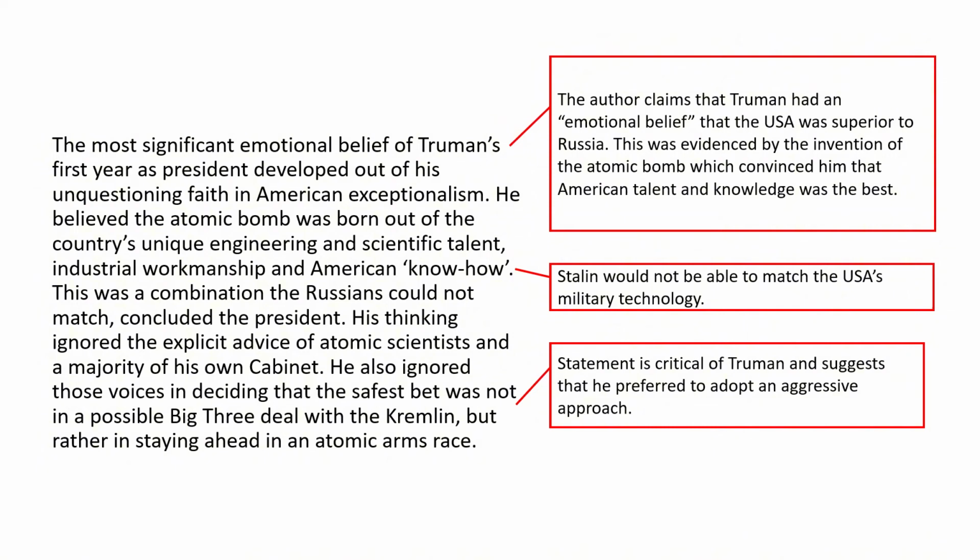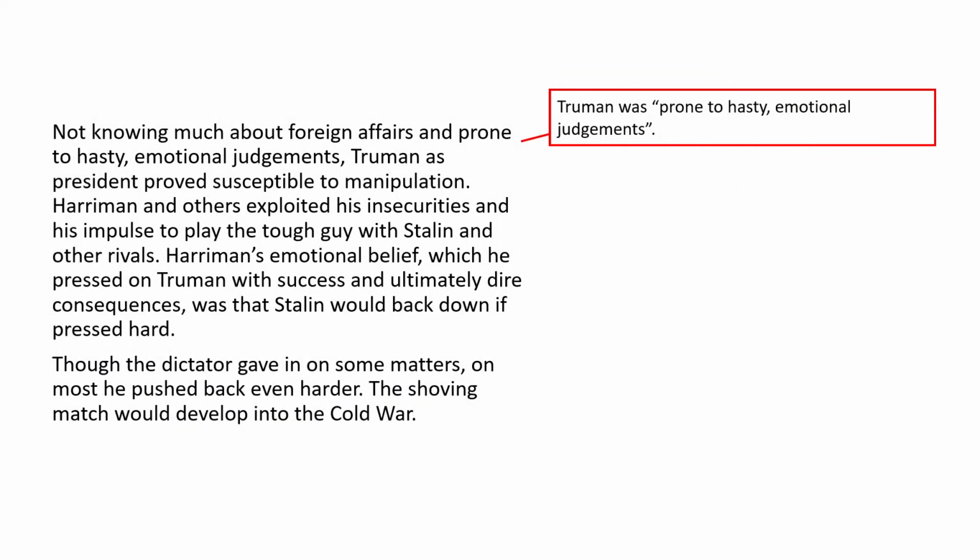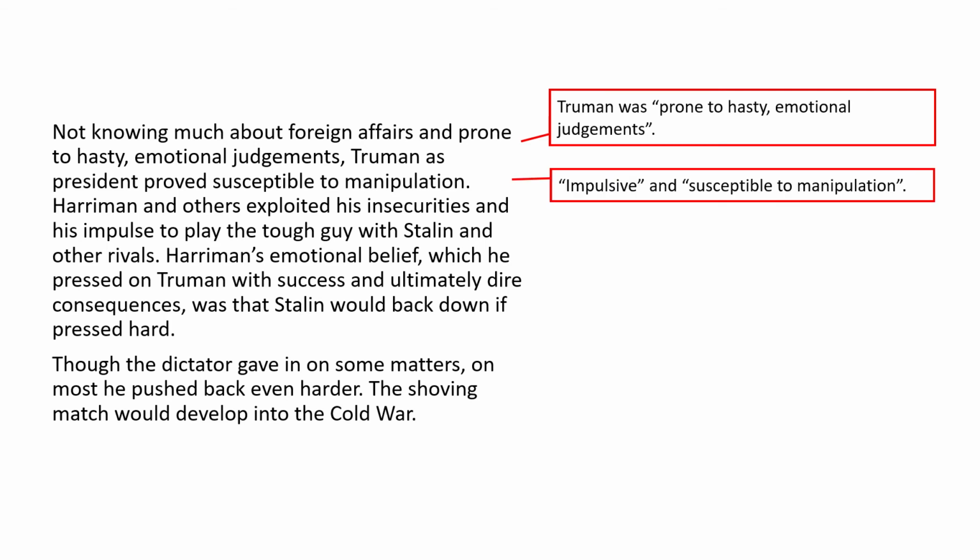The author also states that Truman believed that staying ahead of the USSR in a nuclear arms race was better than negotiation. This statement criticizes Truman for both ignoring expert advice and for adopting a militarily aggressive attitude in preference to negotiation. And that's a revisionist view. Here again, prone to hasty emotional judgments is a statement that is critical of Truman, as is stating that he was impulsive and then susceptible to manipulation.